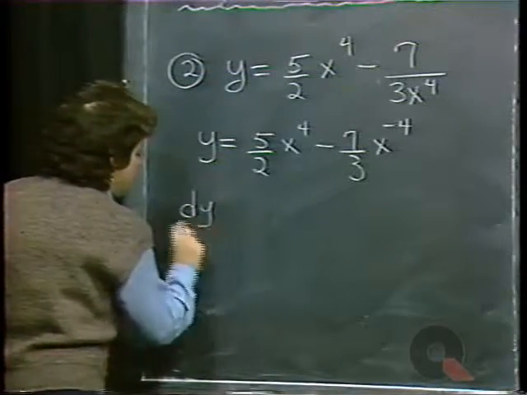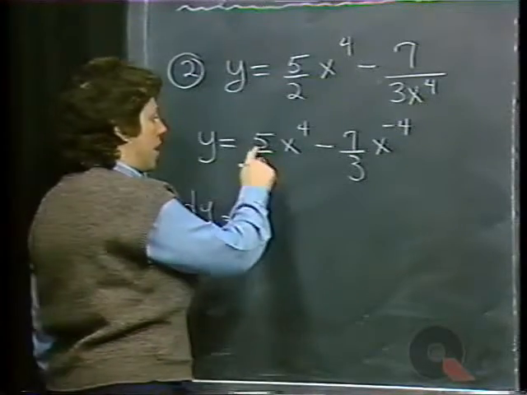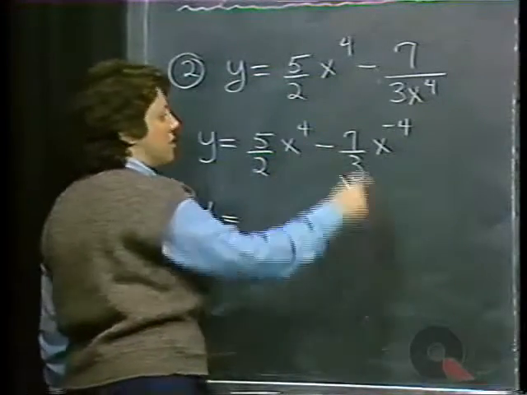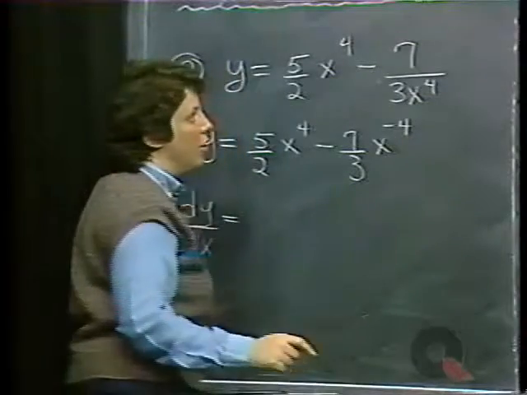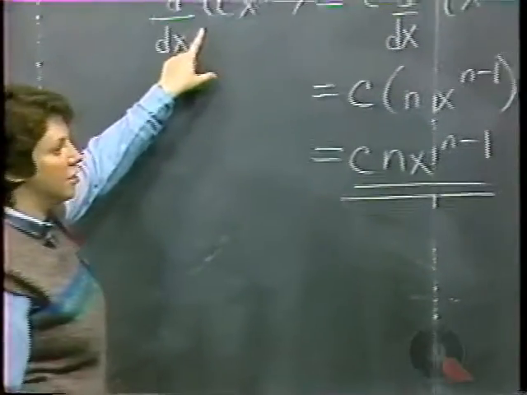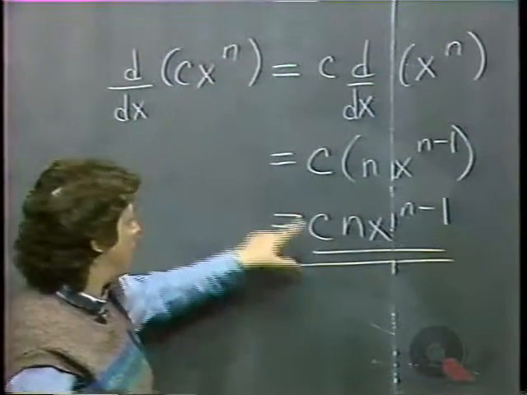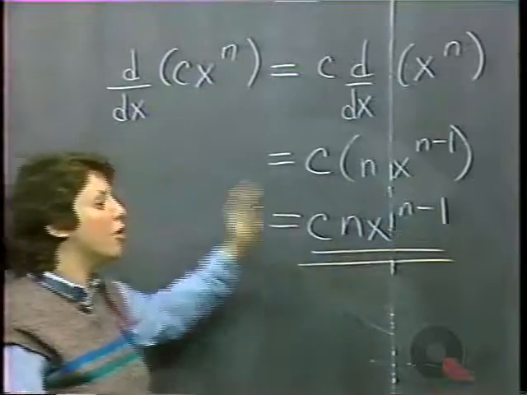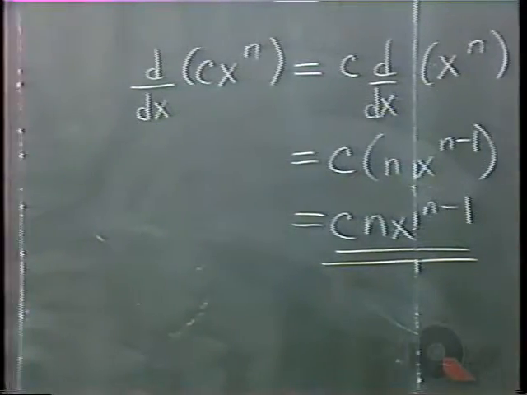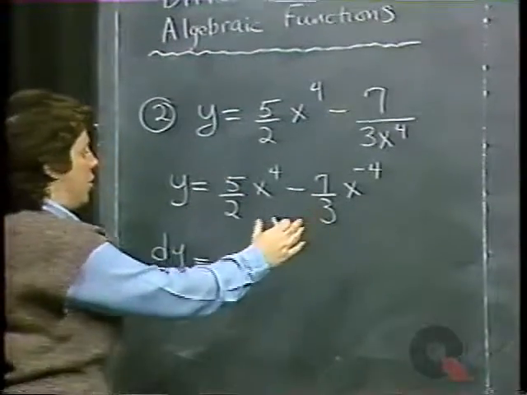If we want the derivative of y with respect to x, this is still a constant times x to a power. Remembering over here that the derivative of a constant times x to a power is the constant times the power times x to the 1 less power, we will be able to get through this problem. Okay? We have a sum of terms. We know we can differentiate term by term.